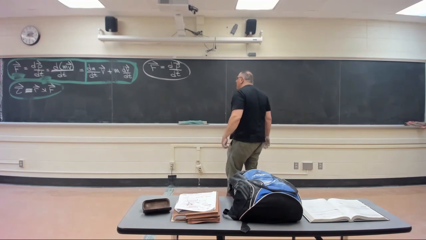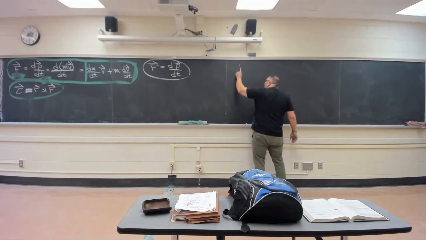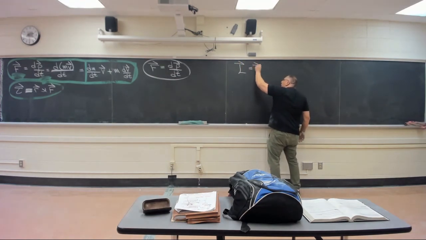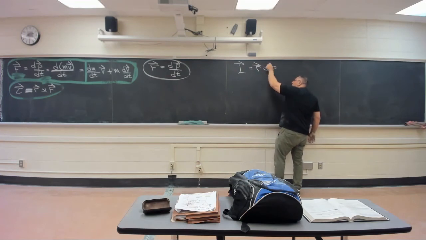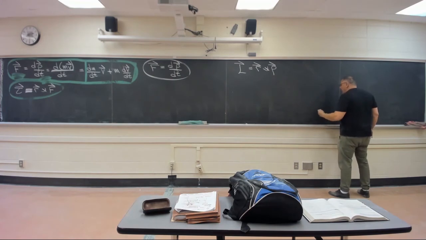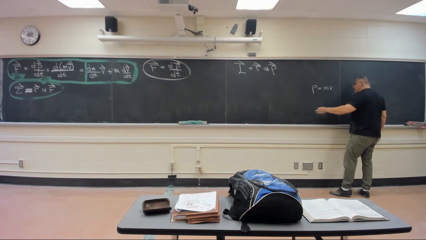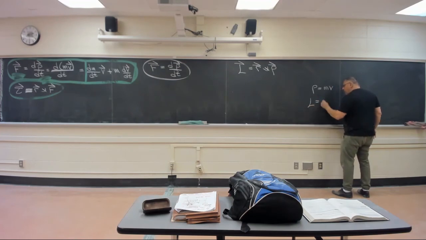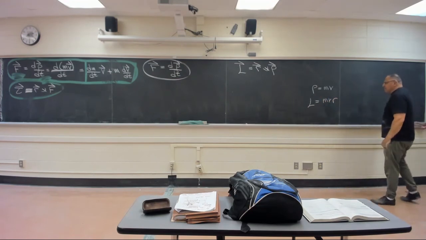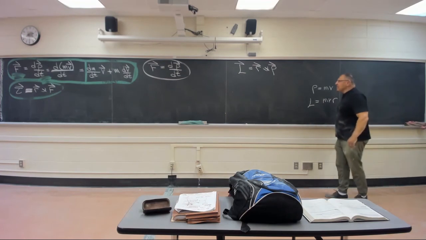There is something of interest here, guys. You can say that L vector equals R vector cross P vector. Now, L is angular momentum. Momentum in terms of size is mv, for our purposes right now. Momentum is mv. Angular momentum is mvr, mvr sine theta, a whole bunch of other stuff you can say regarding that.